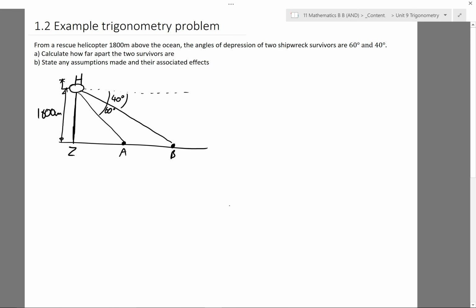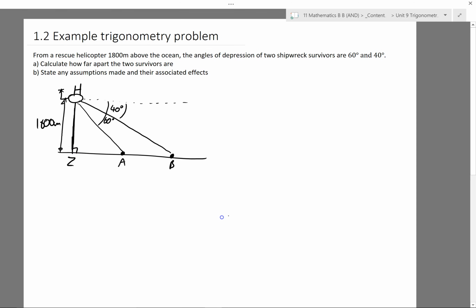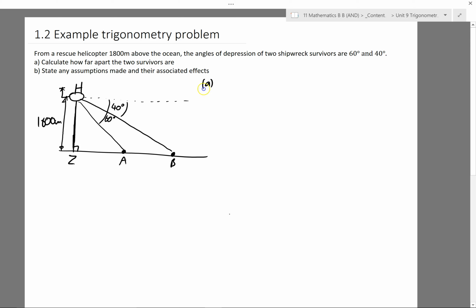So part A, calculate how far apart the 2 survivors are. I'm going to assume that that's a right angle there. In part A, I need to find this distance. Okay. The real important part here is that we label our triangle correctly. I'm going to find that distance by finding how far A is from directly underneath the helicopter, and subtract that from how far B is from directly below the helicopter.